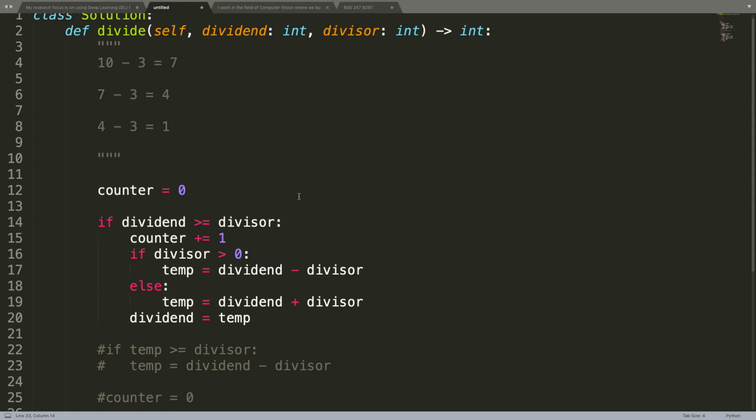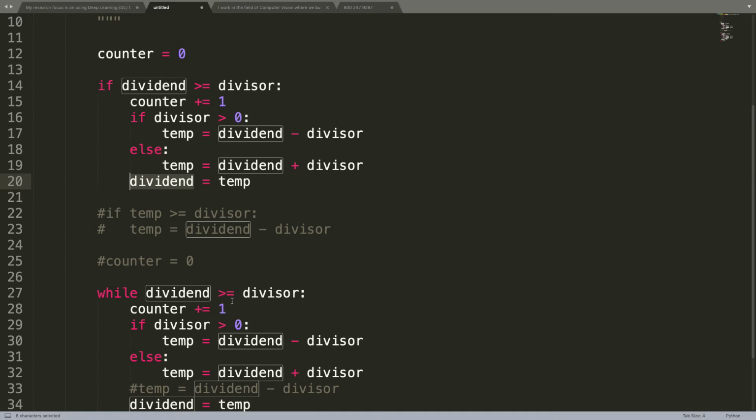So we start with counter is 0. 7 is greater than or equals to divisor minus 3? Yes, minus 3. Our counter becomes 1. So we check if divisor is greater than 0. Is minus 3 greater than 0? No. Else, so we say our temp becomes dividends, which is 7, plus minus 3, which will give us 4. So temp becomes 4, dividends becomes 4.